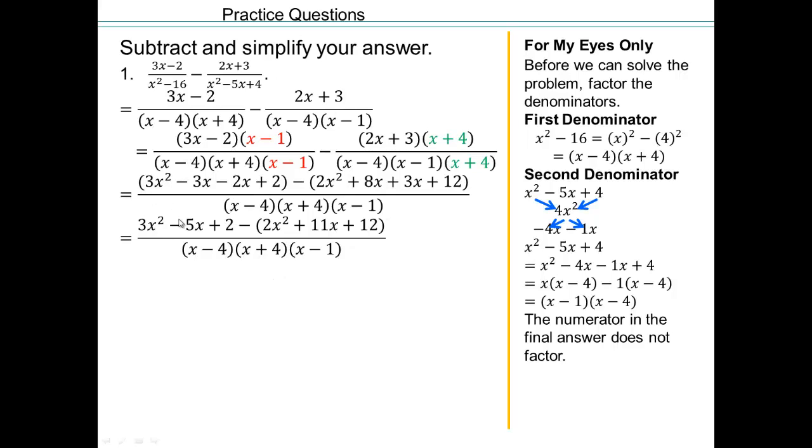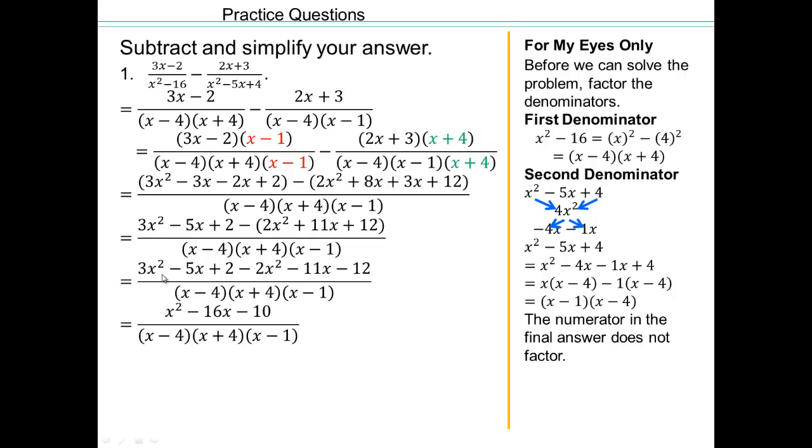So remember there's a little -1 out here, so distribute all the way in and then add like terms. So 3x squared minus 2x squared will give me x squared. We have -5x and -11x, which gives me -16x. And +2 minus 12 will give me -10. That's how I get this.